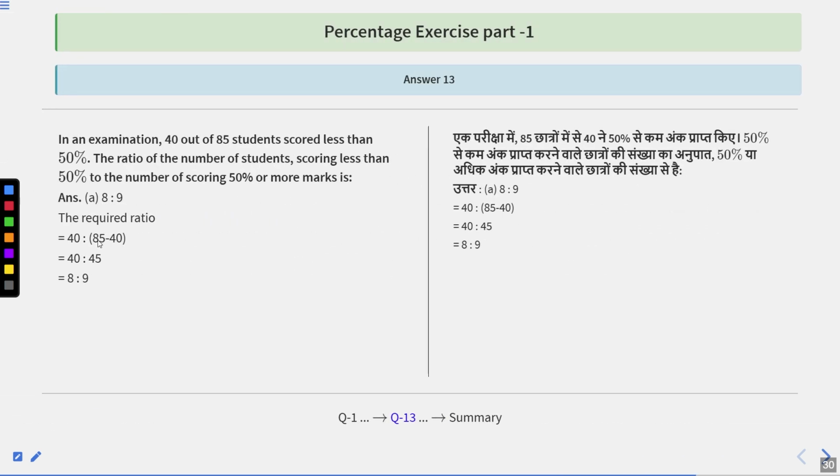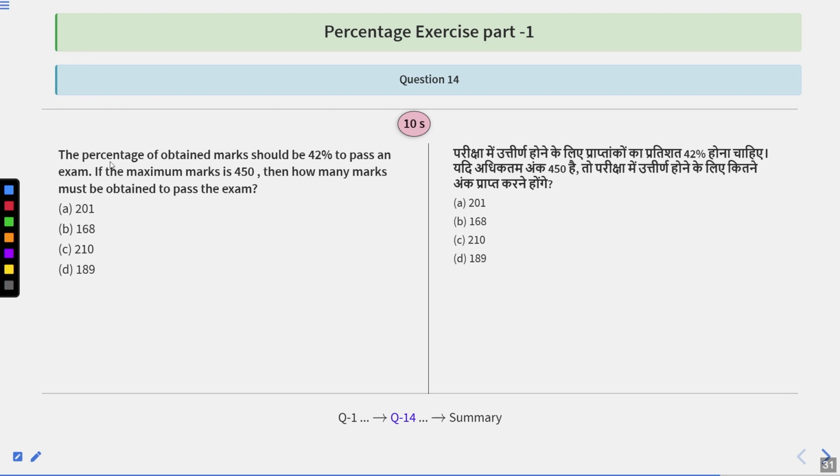Now, the required ratio is going to be 40 ratio... 40 out of 85 were getting less than 50%. So that means 85 minus 40, that is 45 students, are getting more than 50%. So the required ratio is 40 ratio 45, or 8 ratio 9. Option number A is the right answer.